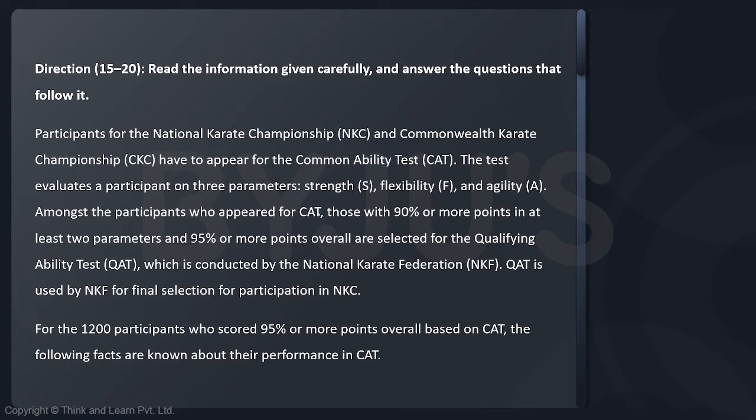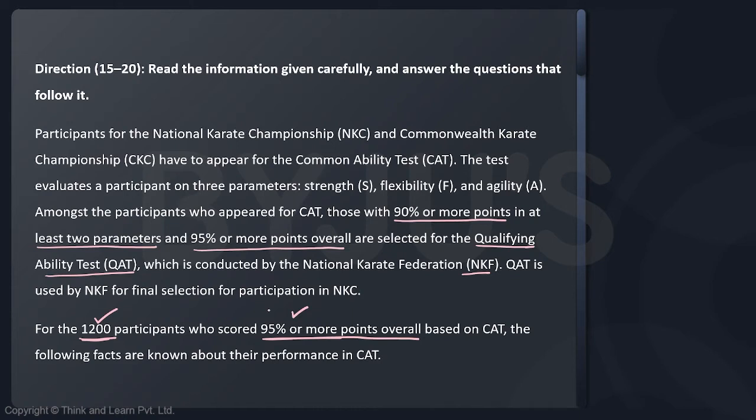Among the participants who appeared for CAT, those with 90% or more in at least two parameters and 95% or more overall are selected for the next exam, which is QAT, which is conducted by NKF. QAT is used by NKF for the final selection. For the 1200 participants who scored 95% or more points overall based on CAT, the following facts are known about their performance. So we already know that 1200 participants have got more than 95% overall.